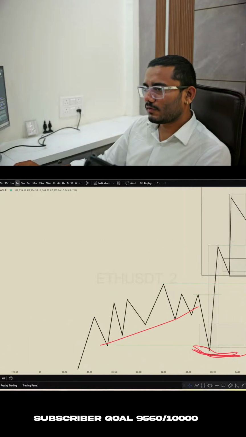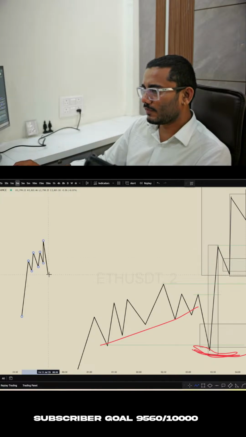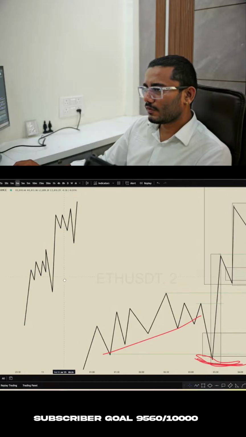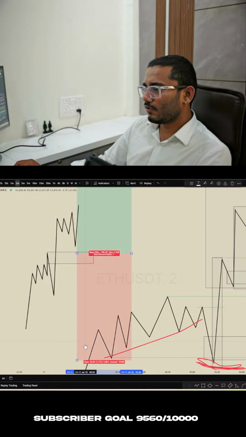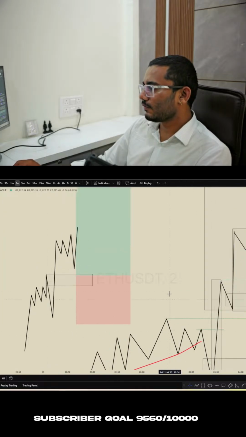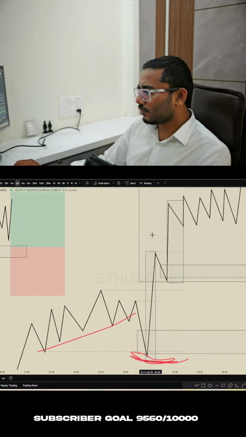What we have to do is only look for price where it breaks the structure, creates liquidity, sweeps the liquidity, breaks the structure to the upside, creates more liquidity. Now we have this breaker block or order block where you can look for entry, and you have to find this similar setup in this move or in this move.